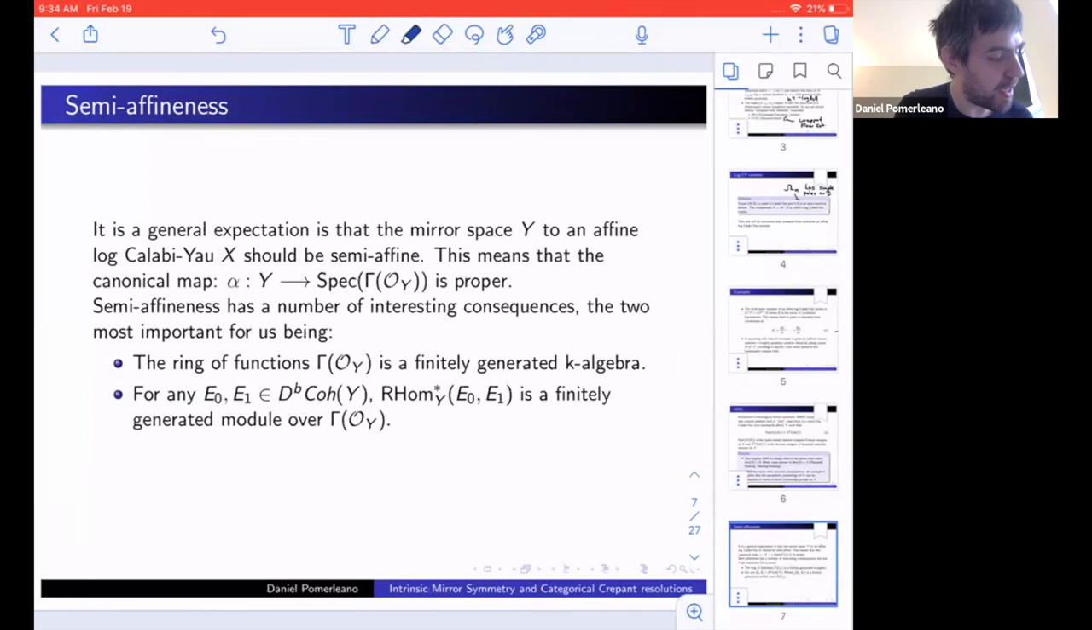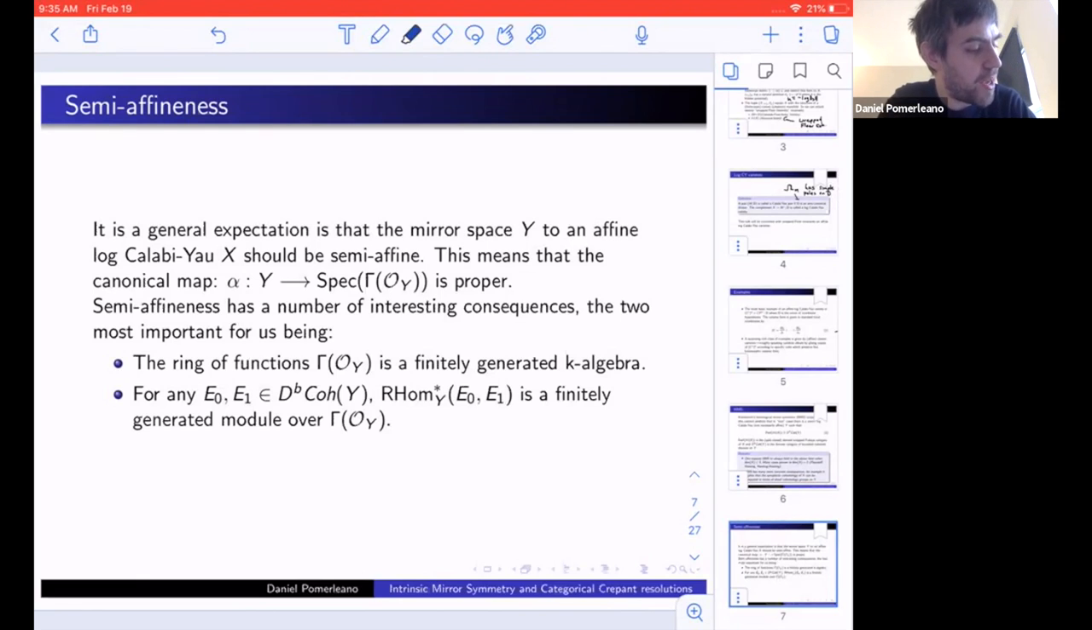And what that means is that, for any algebraic variety, there's a canonical map to its spectrum of global functions. So there's a map from Y to Spec of Γ of O of Y, and one expects that this map should be a proper map. So that's one of the desiderata of this variety Y.